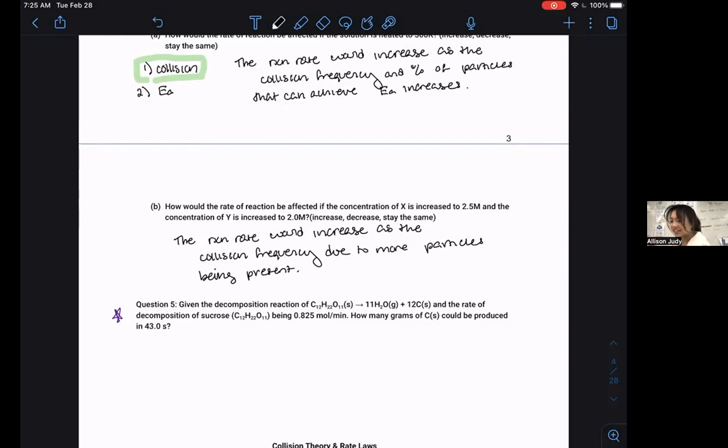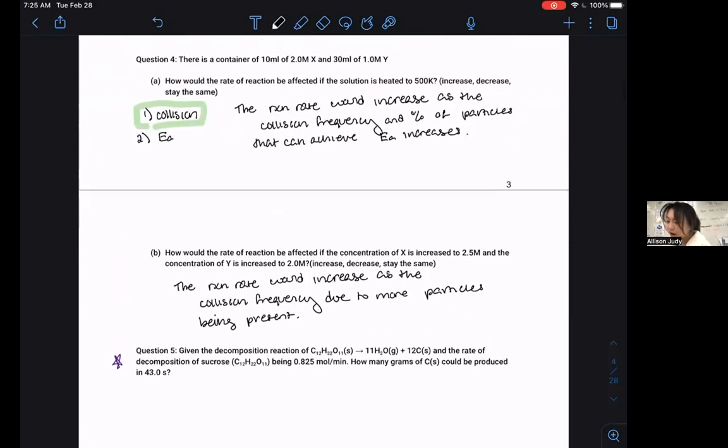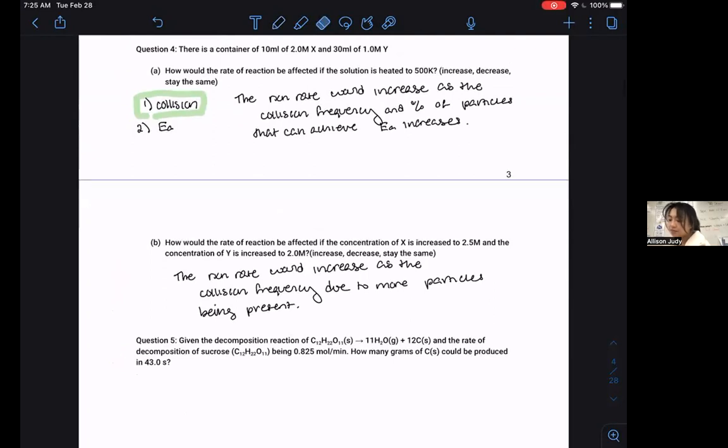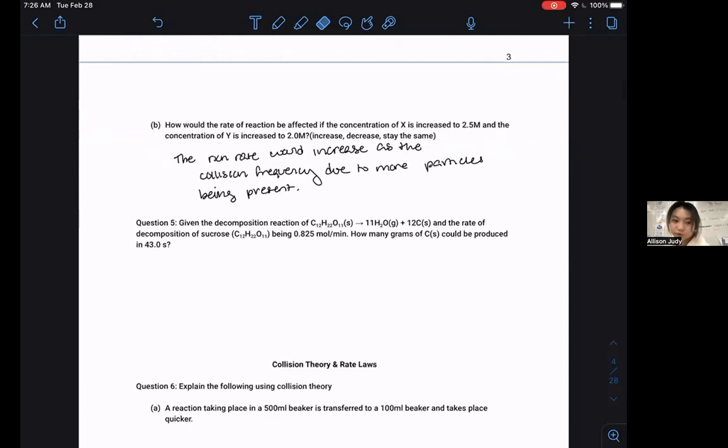So that's that. Like I said, today's topic was a warm-up, so let's go to question number 5. This asks us to consider, now that we know how to create a relationship between rate of production or consumption, how we can use it in stoichiometric calculations. Given the decomposition reaction C12H22O11 solid goes to 11 waters and 12 carbon solid, and the rate of decomposition of sucrose, our original reactant compound, is 0.825 moles per minute, how many grams of carbon could be produced in 43 seconds?